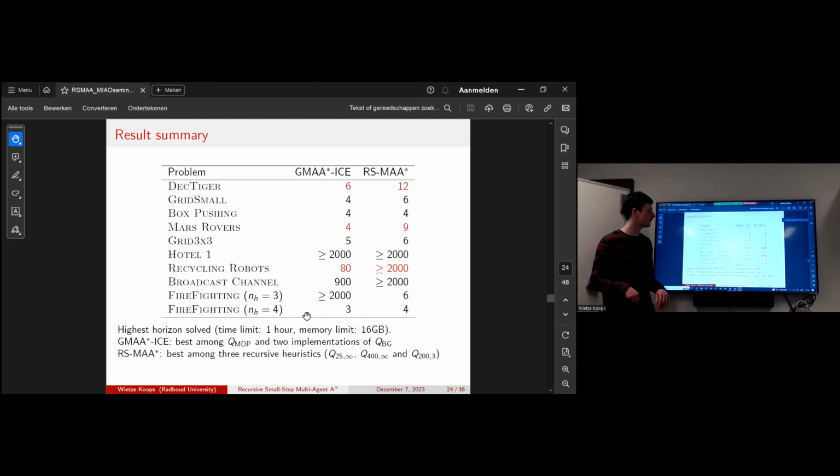Maybe also one thing to notice is that on the firefighting problem, before with the MDP heuristic, this was at least 2000. Now it jumped back to 6. That's because for this problem, horizon 5 is actually the hardest horizon.